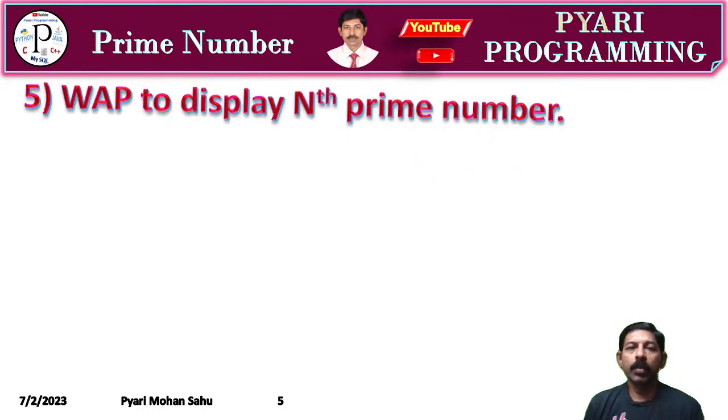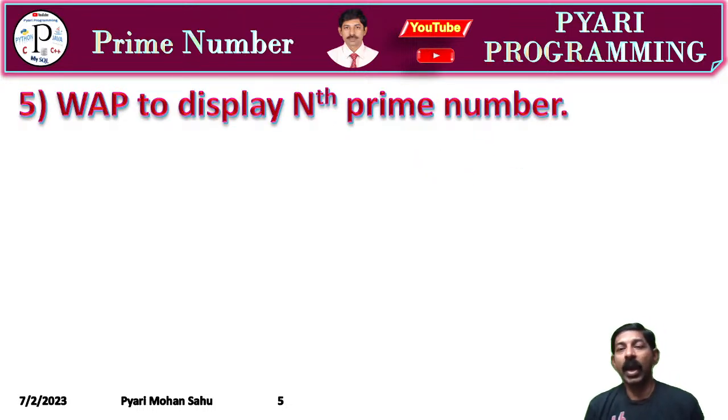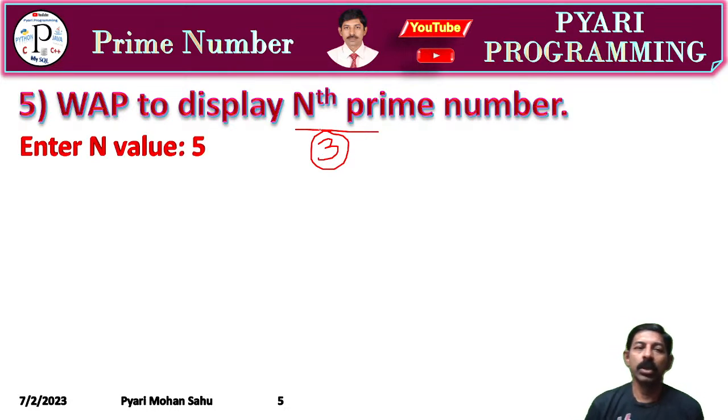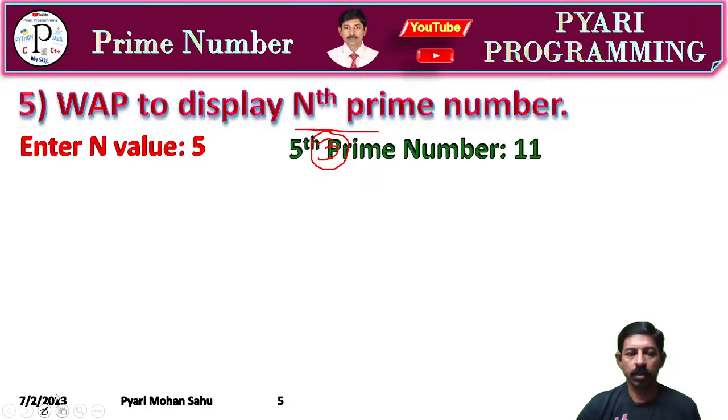Now, the next prime number program is to write a program to display the nth prime number. What is this nth prime number? If n value is 3, it is saying to display only the third prime number, not all the prime numbers up to 3 or the first 3. So if the user has entered n as 5, I'm just clearing the screen. N value is 5. The 5th prime number is 11.